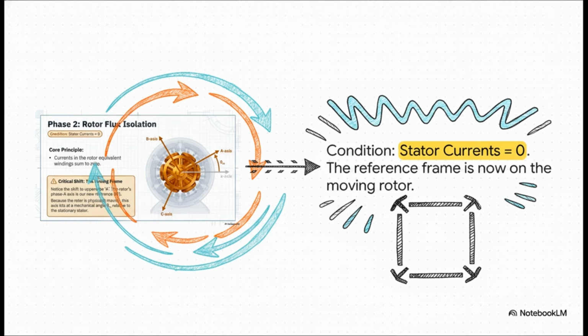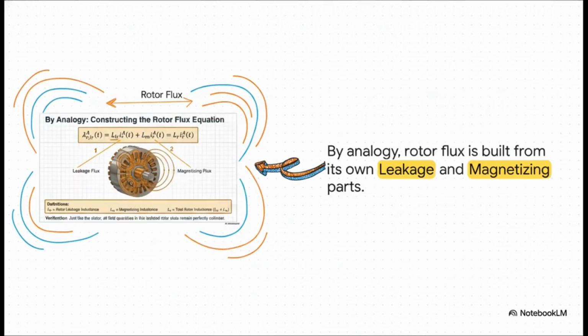Now, pay close attention to the notation again. See that? It's an uppercase A superscript now. That's a huge clue. It tells us that our new reference frame is physically attached to the rotor's phase A axis. And because the rotor is physically spinning, this frame is rotating at an angle, theta m, relative to the stationary stator.